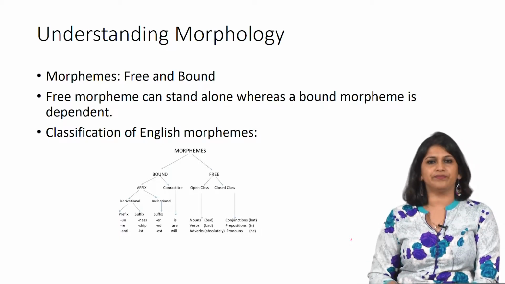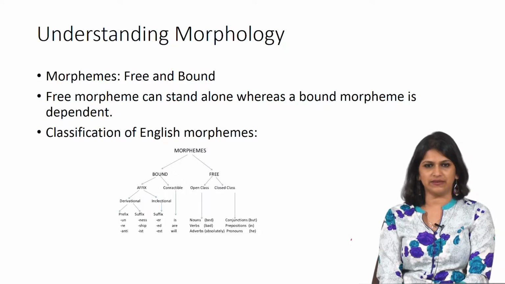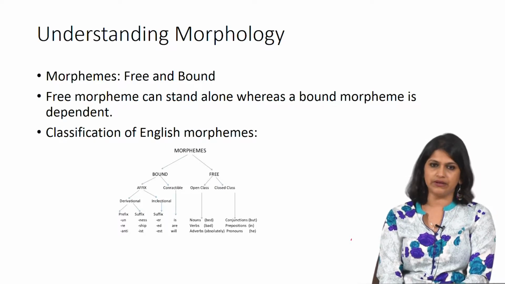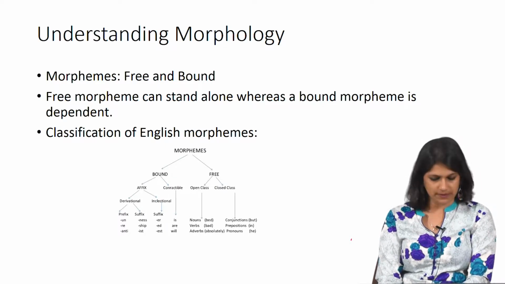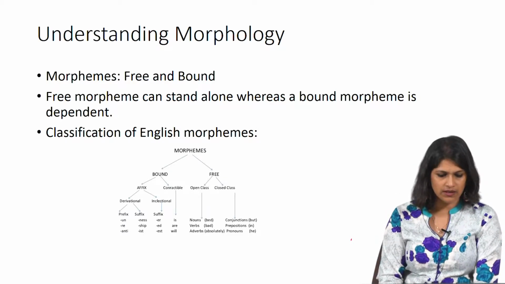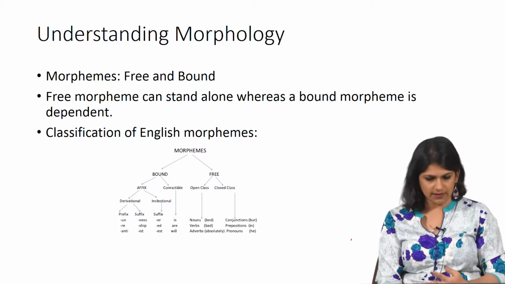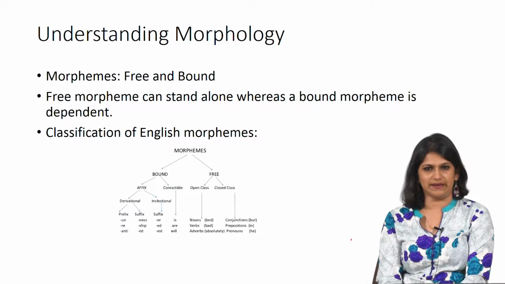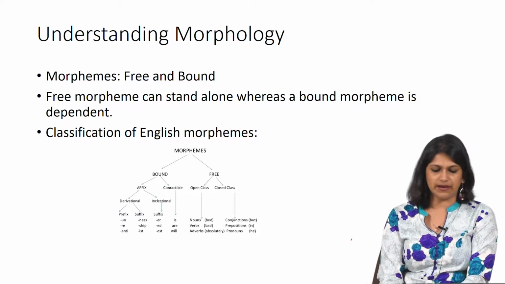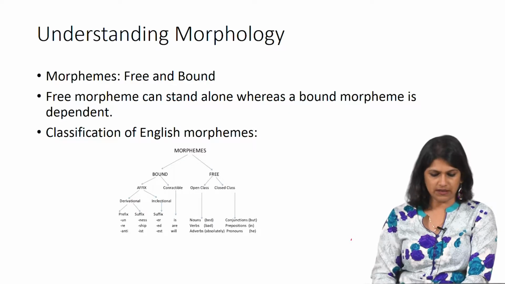So, here is a more systematic division of English morphemes. I told you I am primarily focusing on English, but you can always refer to your own language and do a similar kind of analysis. Here it is written, morphemes are free morphemes and bound morphemes. Free morphemes can stand alone, whereas a bound morpheme is dependent. I have already discussed that. So, look at the picture here. This is the classification of English morphemes.